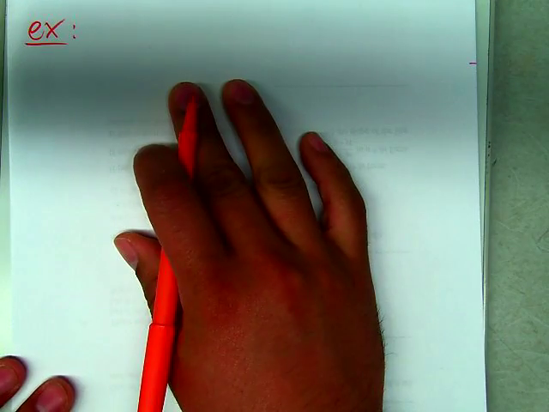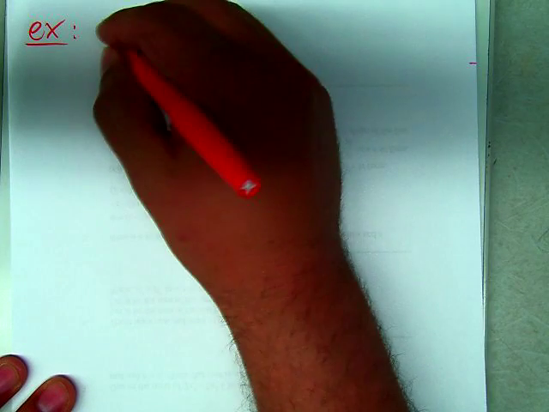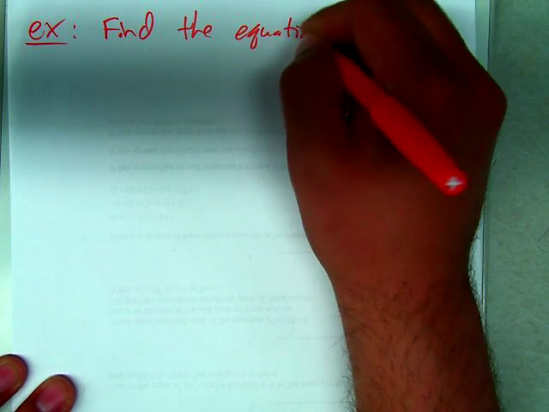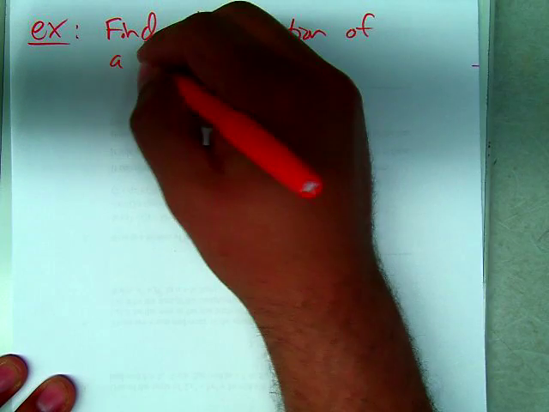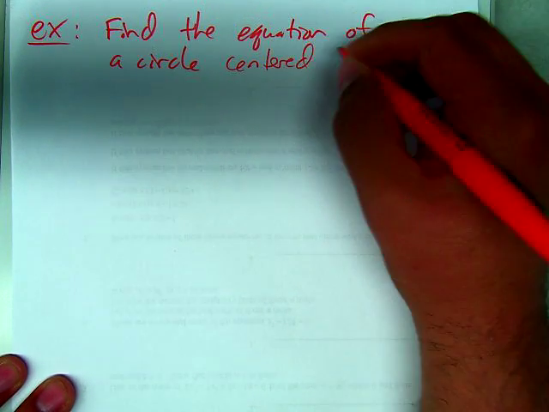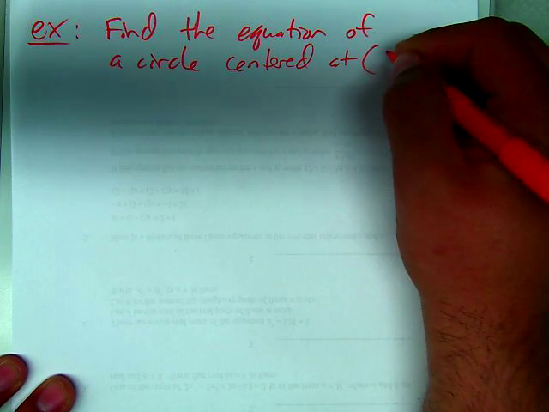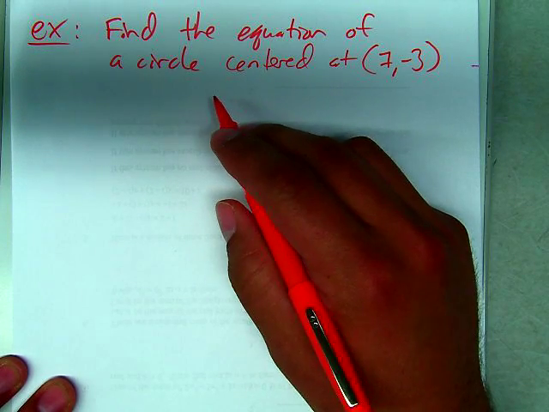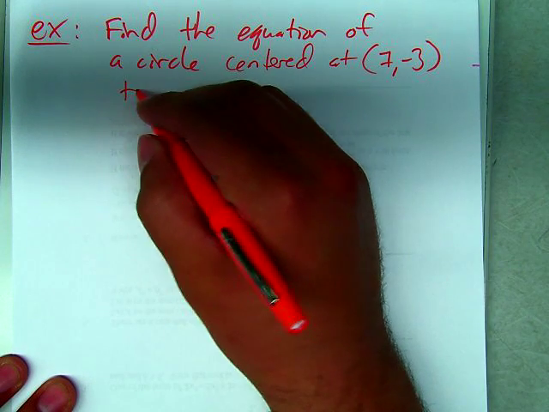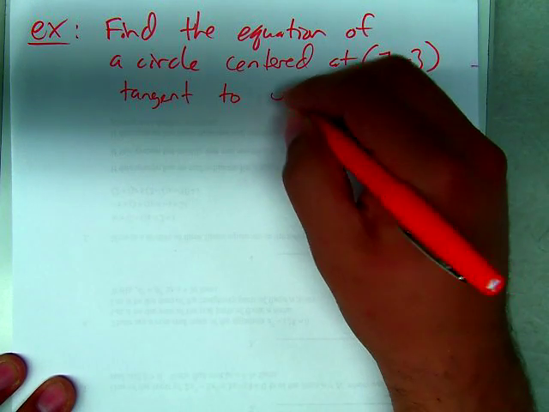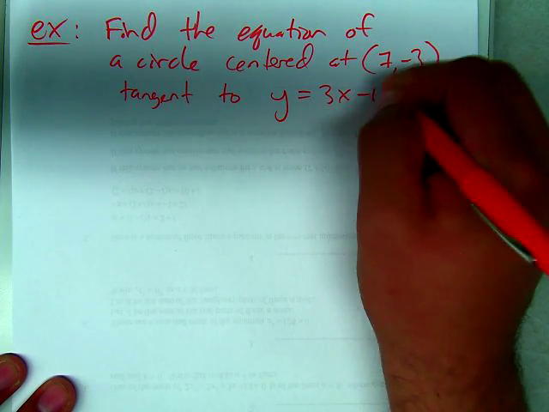So here's another example. Let's say we want to find the equation of a circle centered at (7, -3), tangent to the line y equals 3x minus 11.